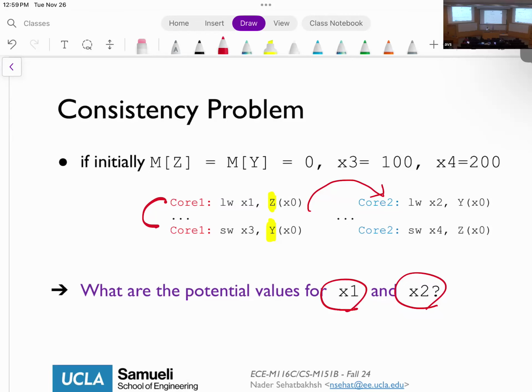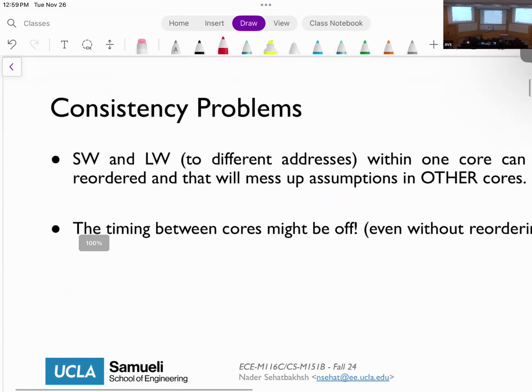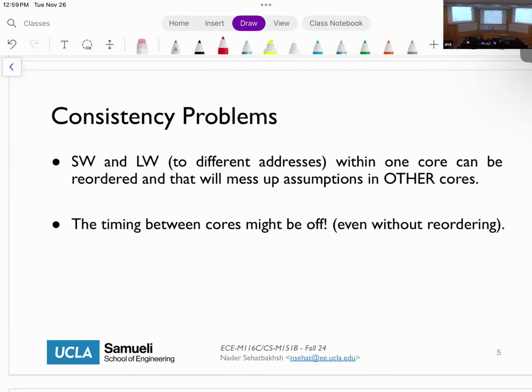It's not a raw data hazard, but it could cause consistency, correctness issues, and it could be caused by load store queues, or by the compiler, or by a combination of both, or just by the bad code that you write in software. There is another thing that you have to be aware of. So as I said, there are two reasons for this.